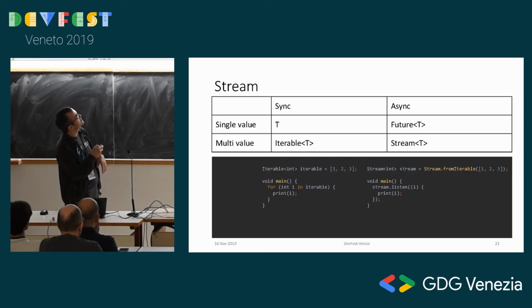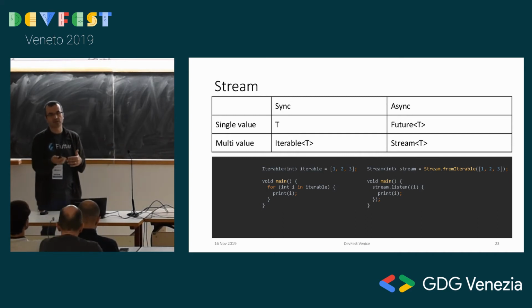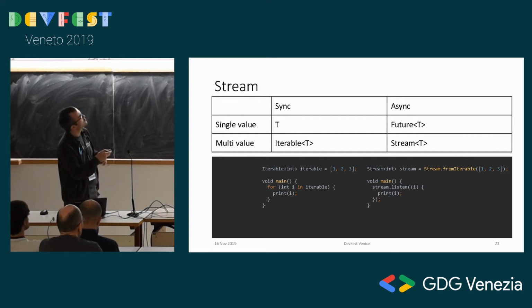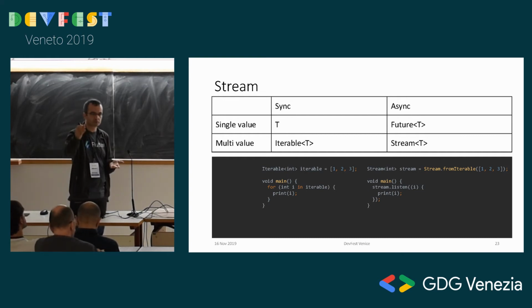So in this table, we see a single value here. And for multi-value, we have the stream for the async. The sync version is iterable. It's like the list, array, whatever. This is the parent class of those. You can do a for in loop in an iterable, or move next, etc. So if you have a list, you can do a for in loop. You can go over them in a synchronous way quickly.